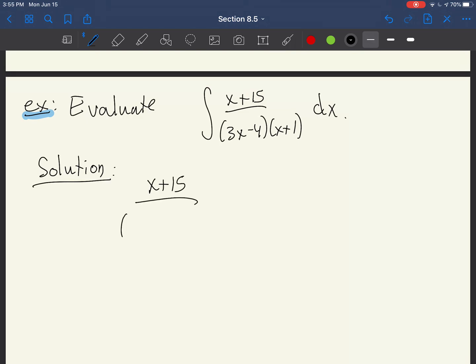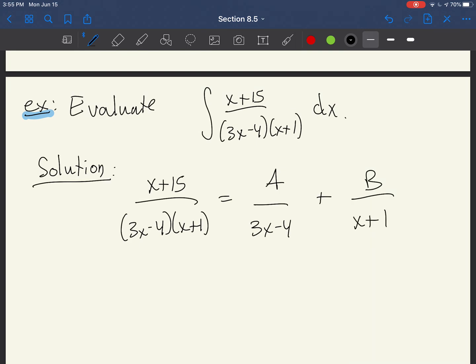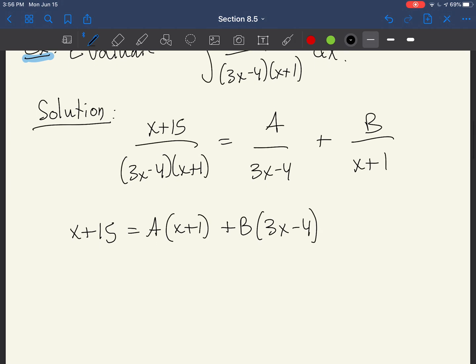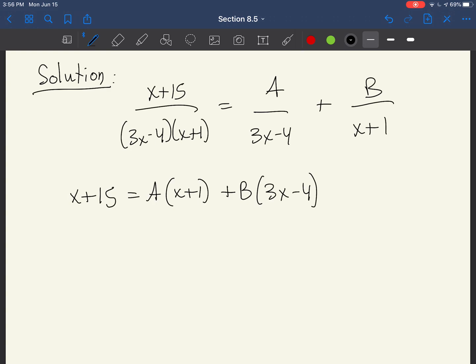Okay, so solution, we use partial fractions. So we say x plus 15 divided by 3x minus 4 times x plus 1 equals a over 3x minus 4 plus b over x plus 1. Clear the denominator. You get x plus 15 equals a times x plus 1 plus b times 3x minus 4.